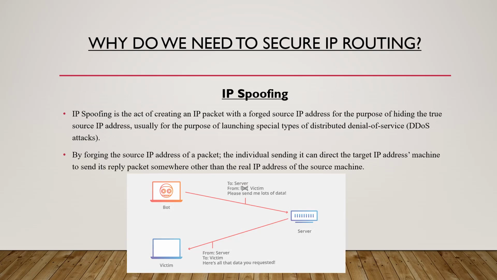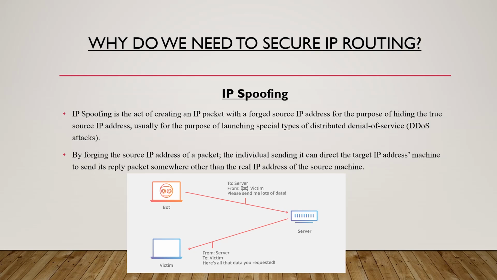So the next is, we have talked about IP routing. So how will we secure it? The first thing is IP spoofing. So what is IP spoofing exactly? IP spoofing is the act of creating an IP packet with a forged source IP address, that is, making a false or fake IP address for the purpose of hiding the true source IP address, usually for the purpose of launching special types of attacks, that is DDoS, distributed denial of service attacks.